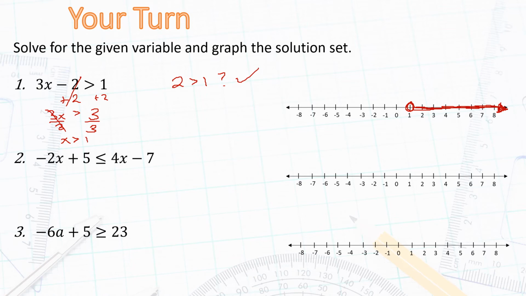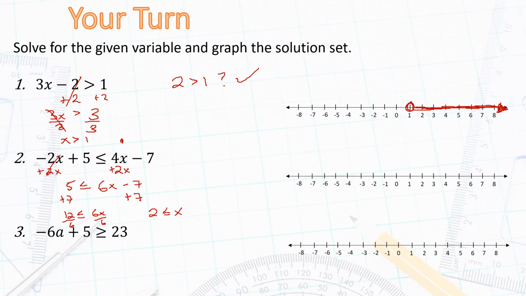Second one. Minus 2x plus 5 is less than or equal to 4x minus 7. We've got to get the x's together, the numbers together. 4x is bigger than minus 2x, so to avoid that situation of multiplying or dividing by a negative number, I'm going to keep the bigger number on its side and bring the minus 2 over. So I'm going to add 2x to both sides. So I get 5 is less than or equal to 6x minus 7. Add 7 to both sides. That's 12 is less than or equal to 6x. Divide by 6. 2 is less than or equal to x.